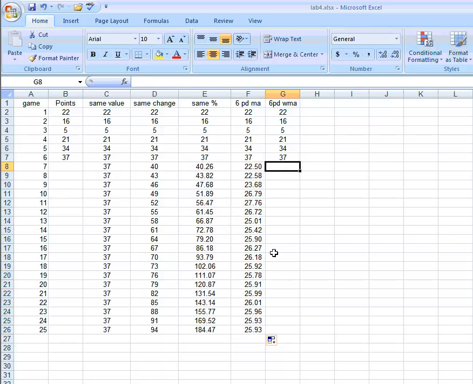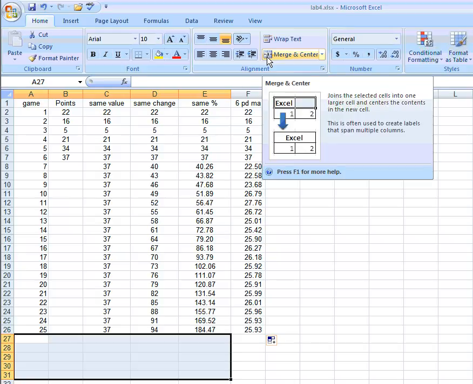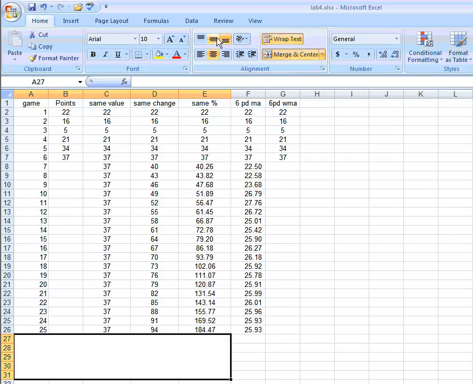6-period weighted moving average. Here I'm going to do some typing. Notice that I highlight a section, click merge and center, click wrap text, click this vertical center. What we're going to be doing is an average, except instead of a weight of 1 each time, we'll do different weights. There are many different ways to do weighted moving averages. I'm just going to teach you the simplest one, although it's probably not the best one.